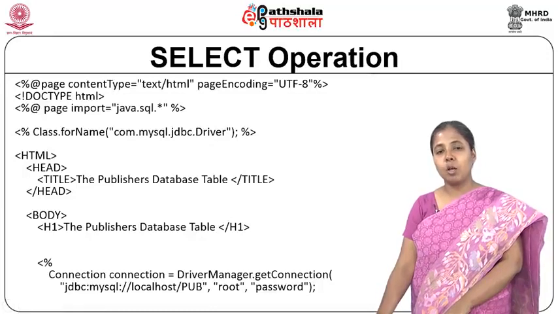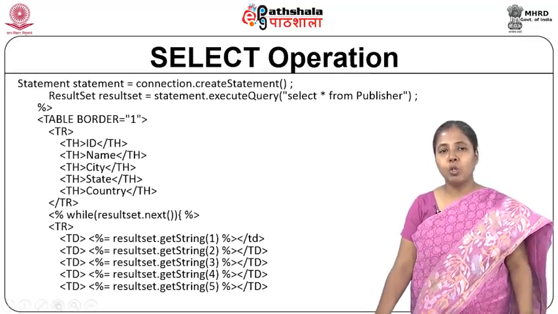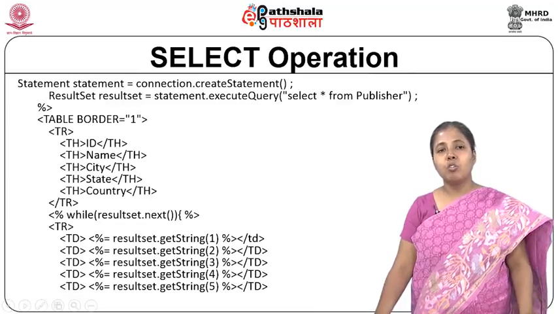Once you establish a connection using the getConnection method, you get a connection object. Use the connection object to create the statement. Now you want to execute a select query, so write statement.executeQuery. You want to use a select statement like select star from the table name, publisher. This would return a result set, and now your Java statements are over, you have got a result set. Now you want to process the result set.